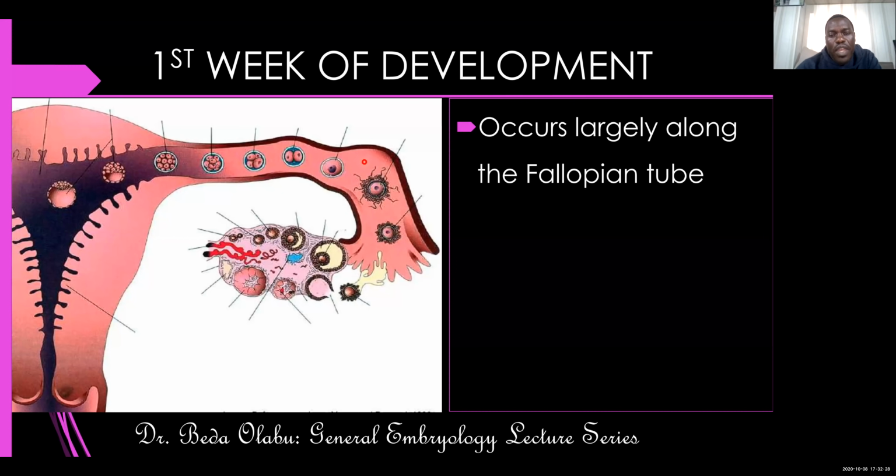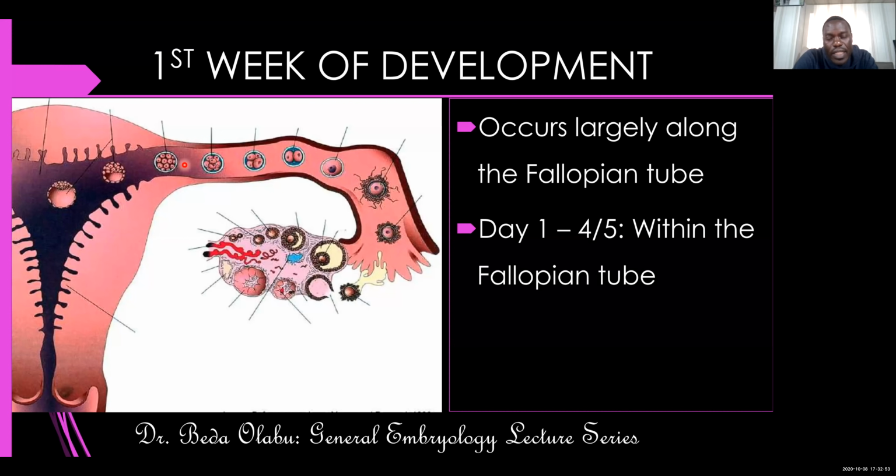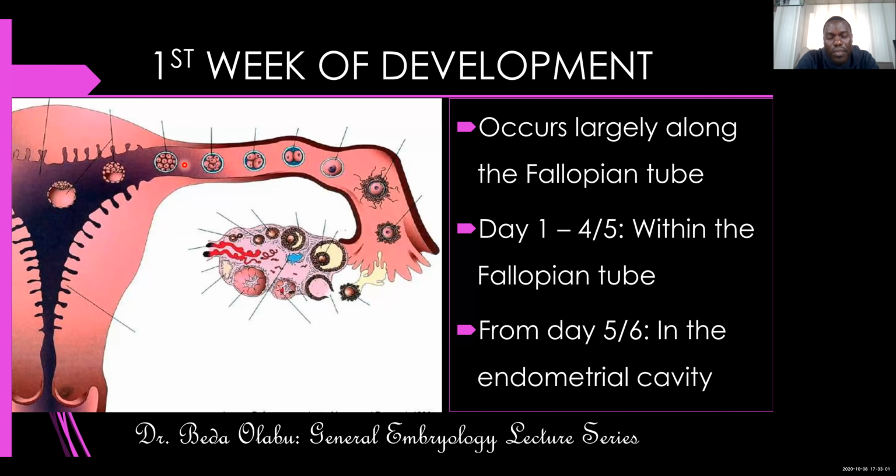So if the fertilization took place here, in the ampulla of the fallopian tube, then this thing needs to move from here to there, from the site of fertilization to the site of implantation. That movement is very slow, so that the first 4 to 5 days, the conceptus will actually be within the fallopian tube. And perhaps the latter days of the first week, the conceptus will be in the endometrial cavity.